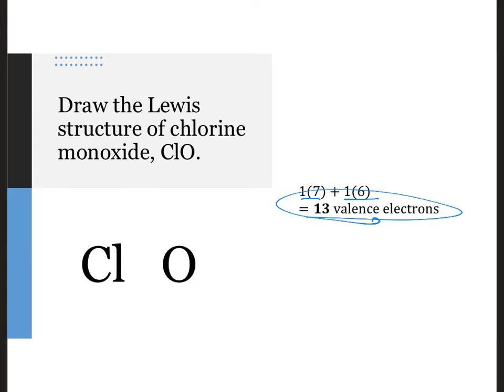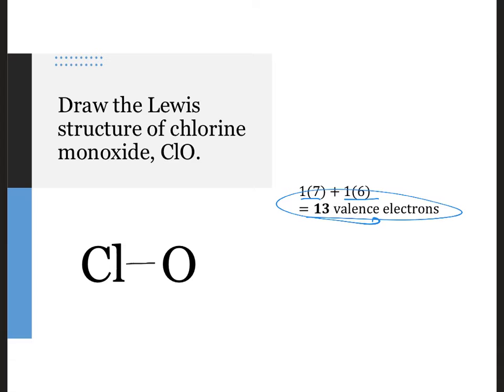2. Select a central atom and arrange the other atoms around it. Since we only have 2 atoms, this step is irrelevant. Move on to step 3. 3. Draw single bonds between the central atom and each terminal atom. Connecting the atoms together with single bonds uses up 2 electrons. We have 11 left to distribute.